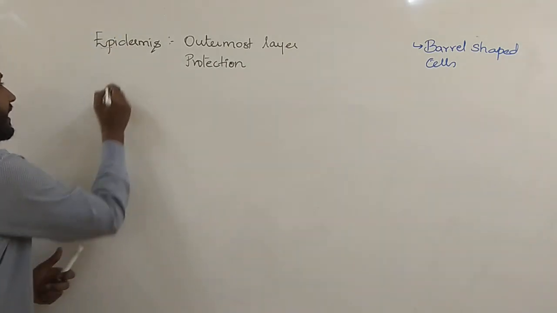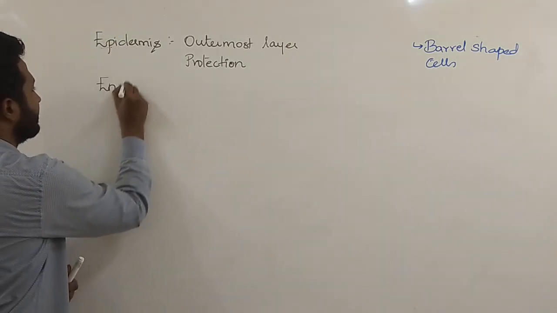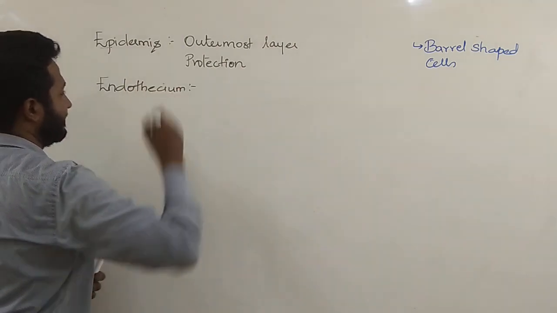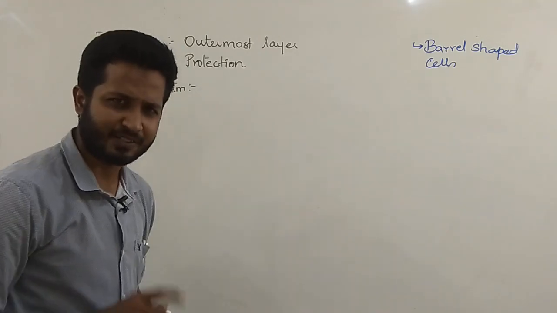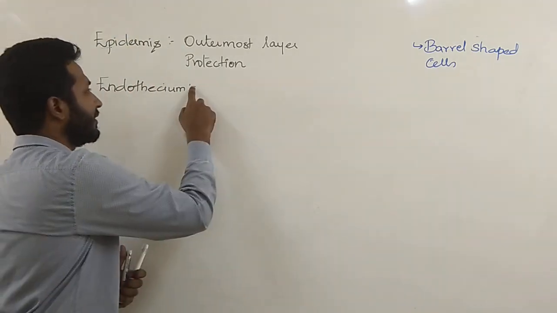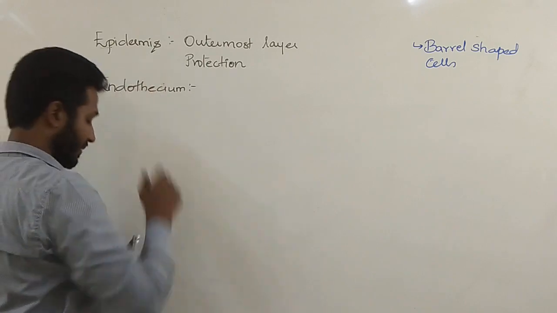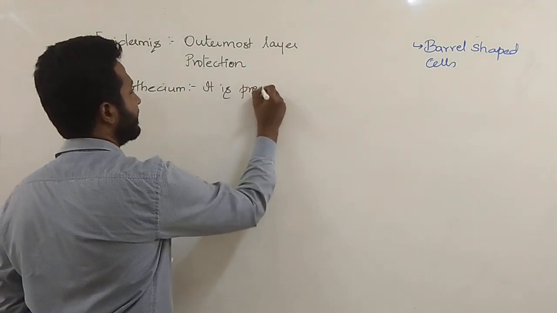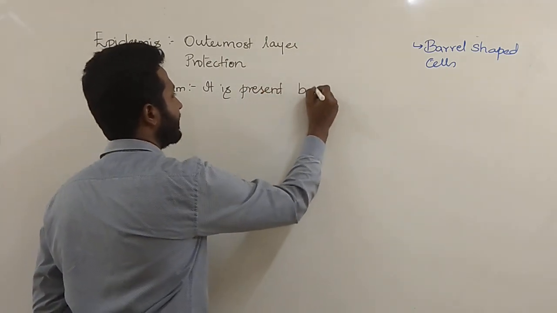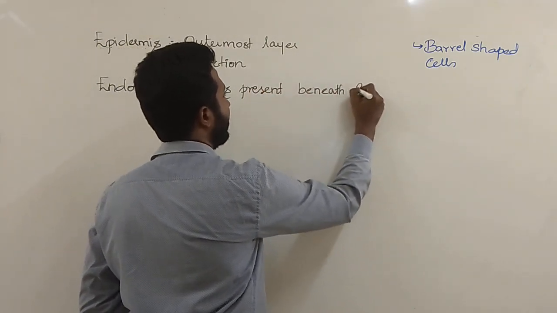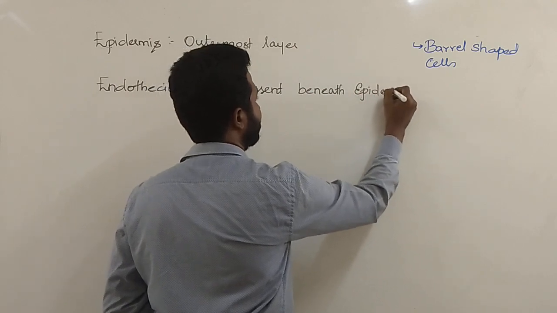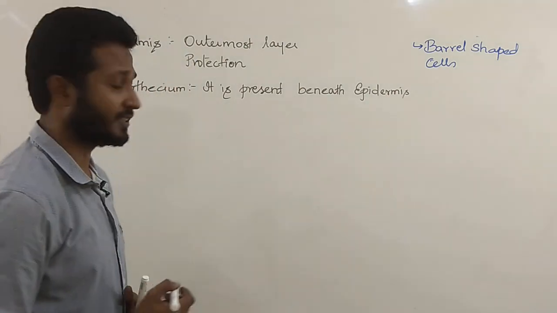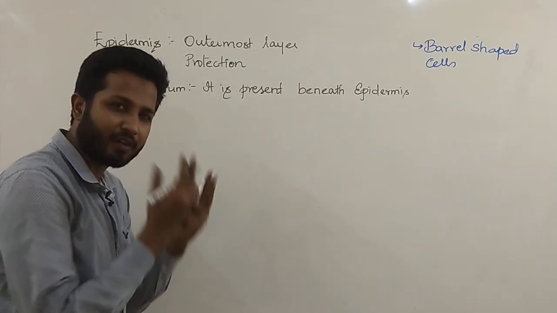Next point is the endothecium. What is the characteristic feature of the endothecium? See, this particular layer is present just beneath the epidermis. First point is, it is present beneath the epidermis. Second point is, as I told you in the explanation, it helps in dehiscence of the anther, the breakdown of the anther.